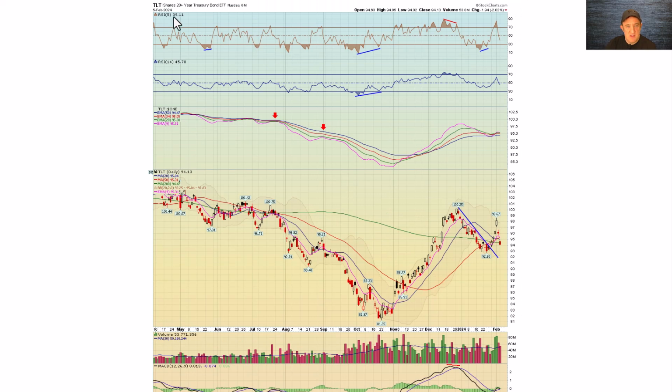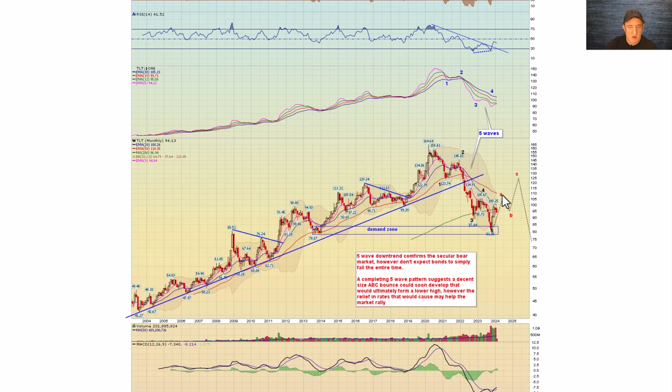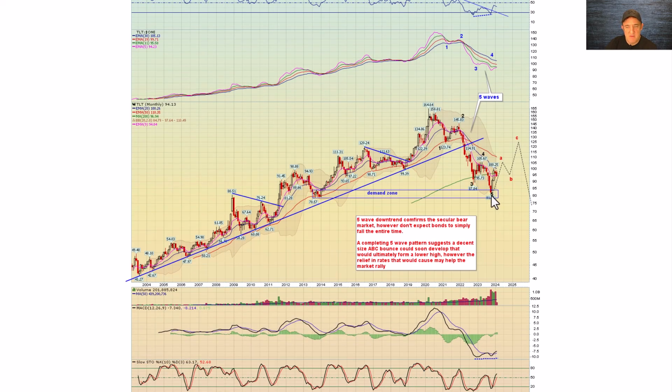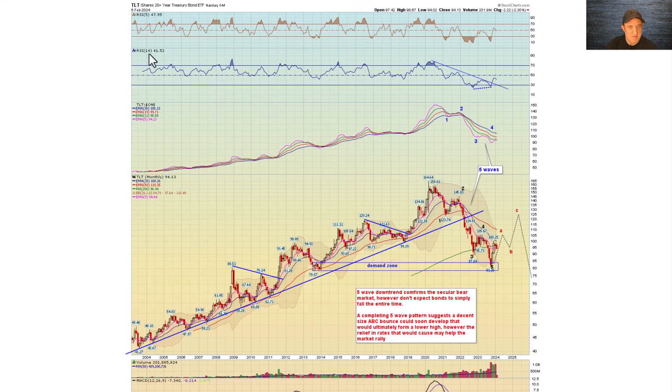Chart number 42, here's the TLT 20-year bonds. Had a nice move out of that broken trend line, obviously pulling back quite nicely. And chart number 43, there's the bigger picture view, the monthly chart of TLT. I still lean to that it formed a major wave 5 in October. It's working on this ABC counter-trend rally that could take much of the year. But ultimately, remember, this is now in a secular bear market. And so ultimately, I expect a lower high.